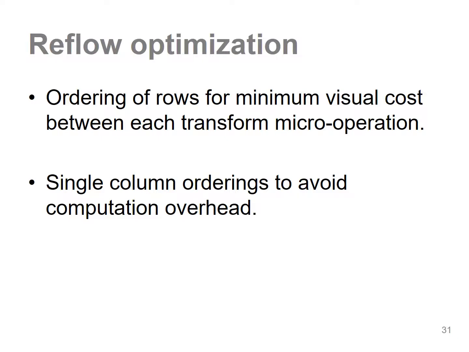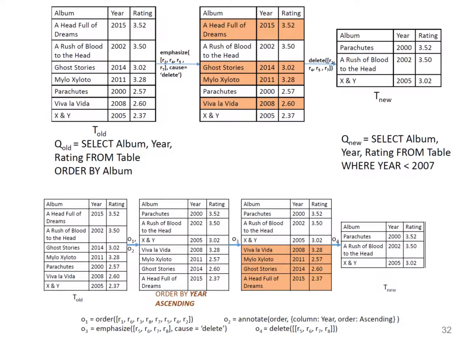This is because if we considered orderings on multiple columns, it would just blow up the computation. So for example, in this transformation, if you see the first half of the screen, the transformation has 3 points of change in this table. But if we inserted an order operation on the year column, we could reduce the points of change to 1.